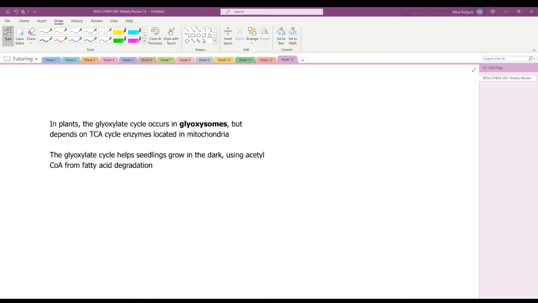Okay. Sorry, before I forget, because I didn't talk about this bullet point. The glyoxylate cycle helps seedlings grow in the dark using acetyl CoA from fatty acid degradation. Okay? So plants, we know they love light, right? Photosynthesis, all that stuff is plants. But plants don't just use light, because they get the light to help them make glucose and then they can use that glucose. But here we're seeing they don't just get glucose from light.